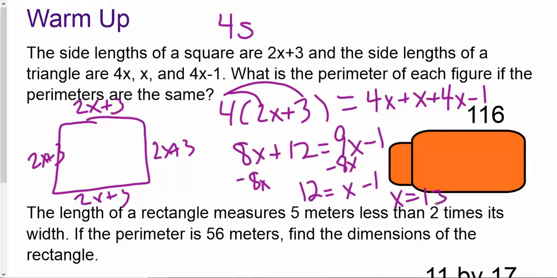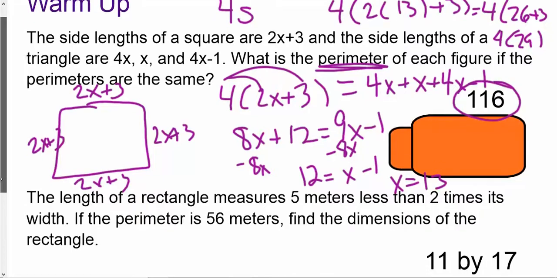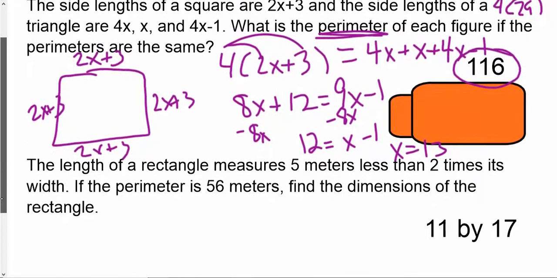Now, again, this is a part where we really want to make sure we're solving what it asks for. It asks for the perimeter. And so that means we're going to have to plug that back in. So I'm going to do 4 times 2 times 13 plus 3, which is 4 times 26 plus 3, or 4 times 29. So each side of our square would be 29, and because we have 4 of them, we multiply those together to get 116. We could try that with the triangle, and we get the exact same thing. So keep that in mind.